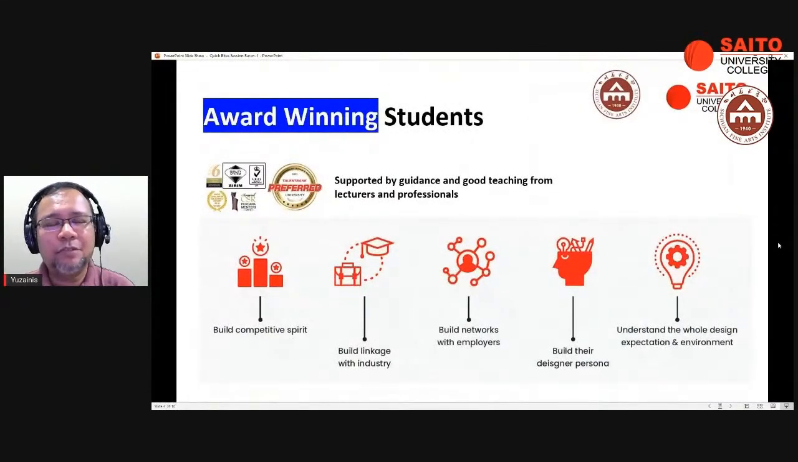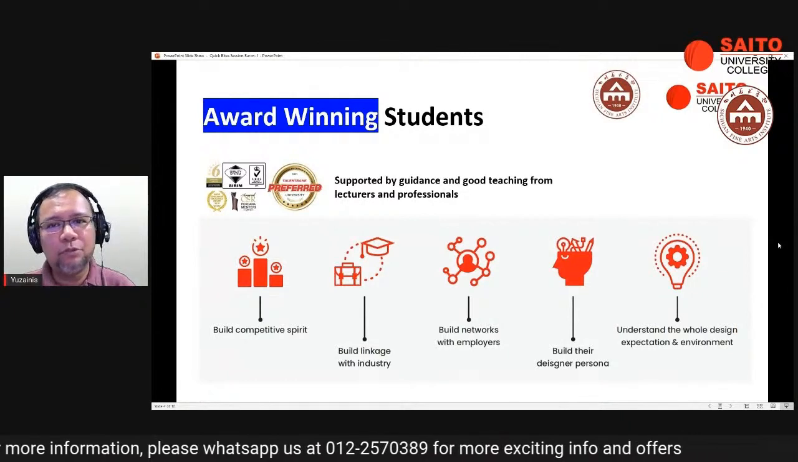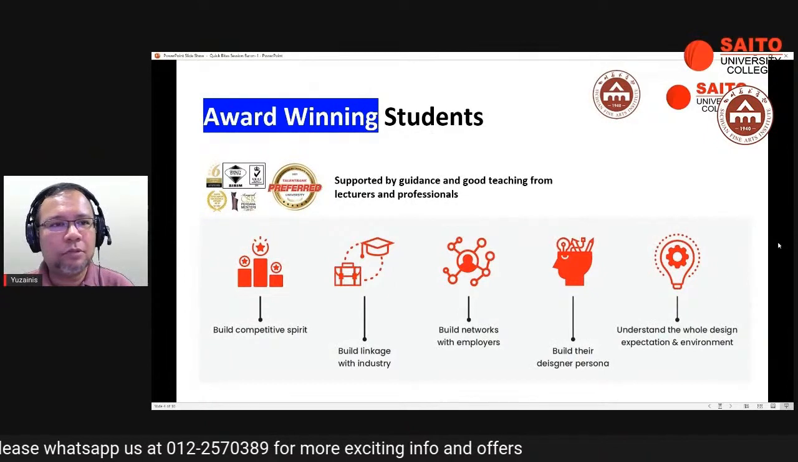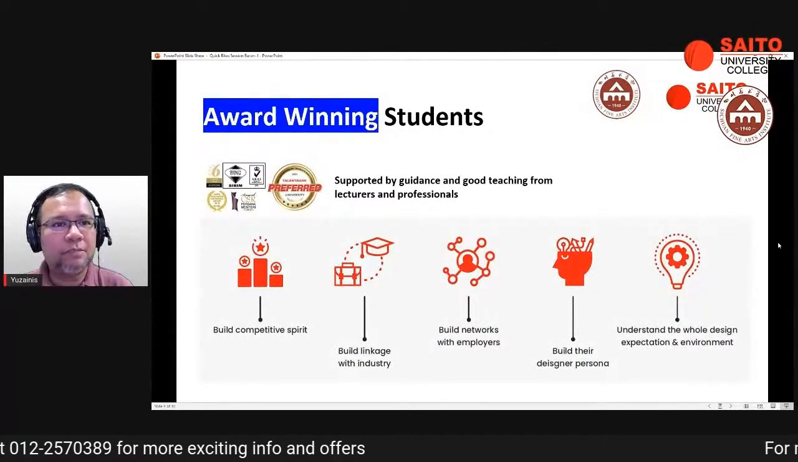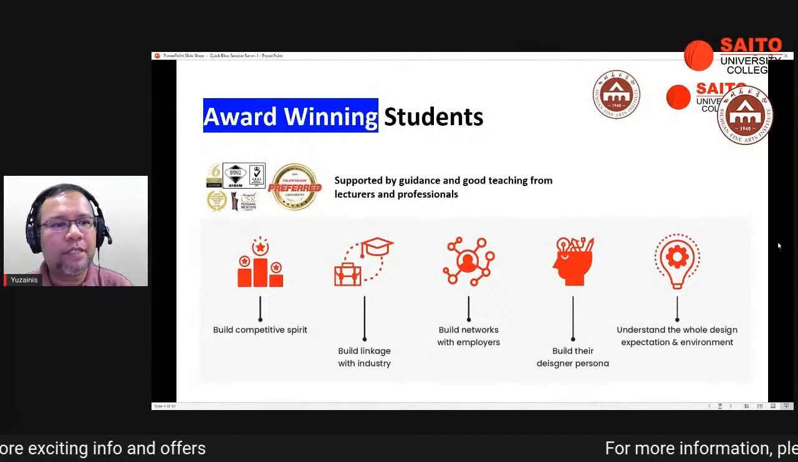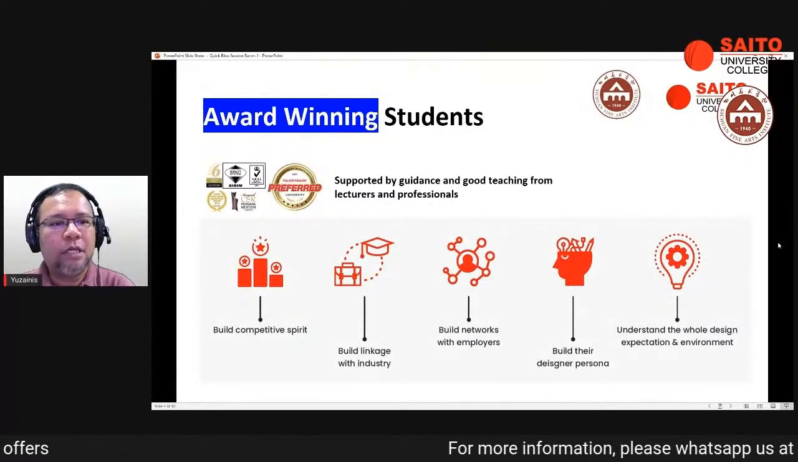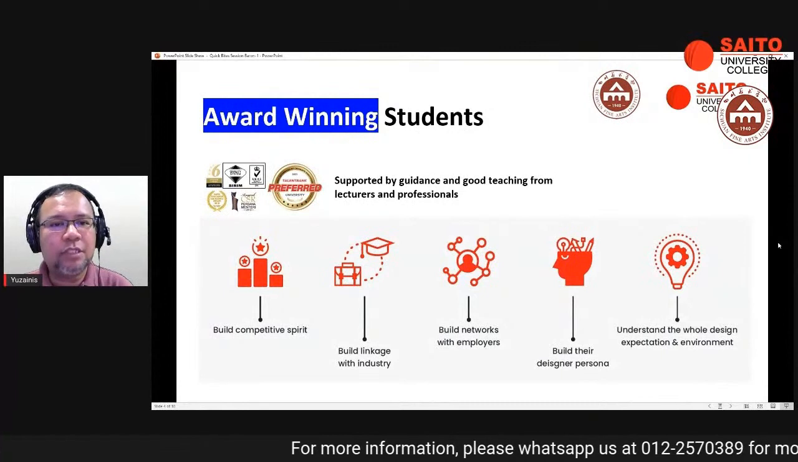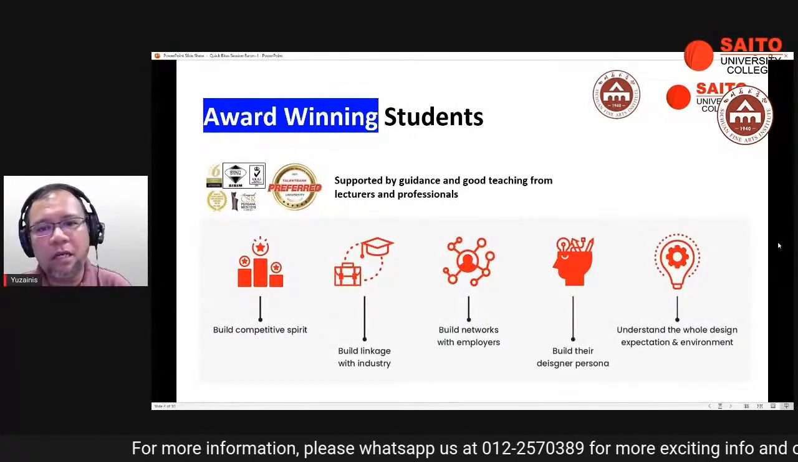Okay, so Saito University College, we also have award-winning students, right? We also involve students with a lot of competitions, all right? And it's also supported by the lecturers and professionals that are involved with Saito to get them to be more competitive in terms of joining competitions and all that, right? So build competitive spirit, build linkage with industry. That's also one of our tasks.